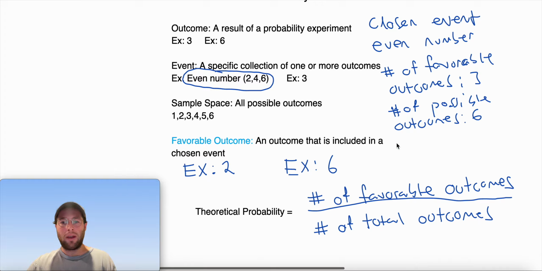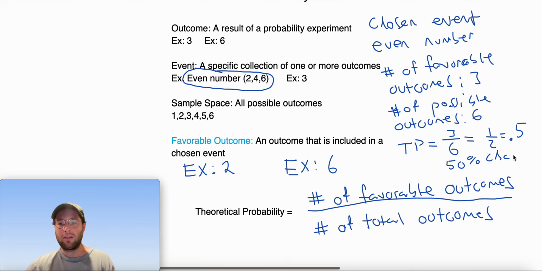And so if we calculate the theoretical probability of getting an even number when rolling a dice, we would get that TP equals 3 over 6, which equals 1/2, which equals 0.5, which means that there's a 50% chance of rolling and getting an even number. Okay, so that is the theoretical probability.